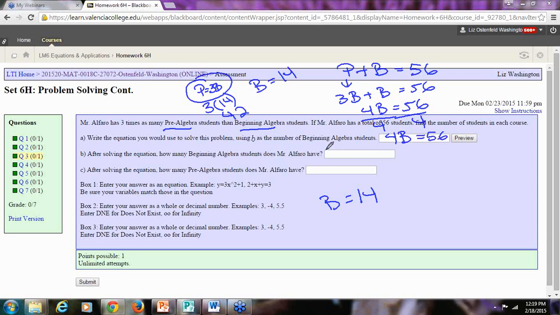After solving, how many beginning algebra students does he have? He has 14. How many pre-algebra? He has 42. And if I wanted to check myself, if I plugged 14 in here, 4 times 14 should equal 56, and it does. So that would be my final answer there.